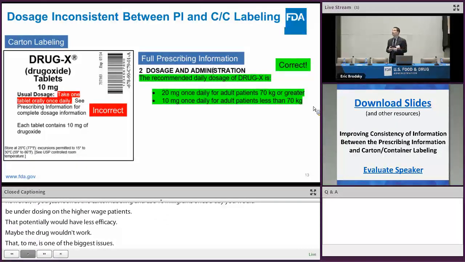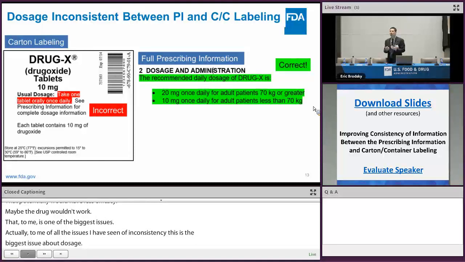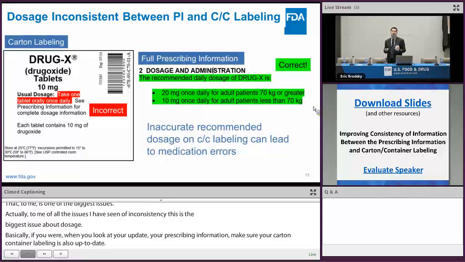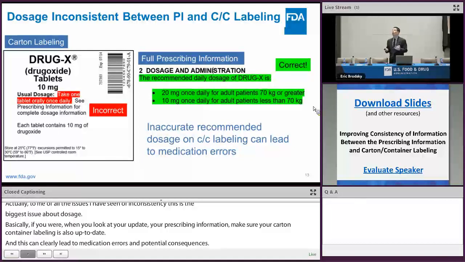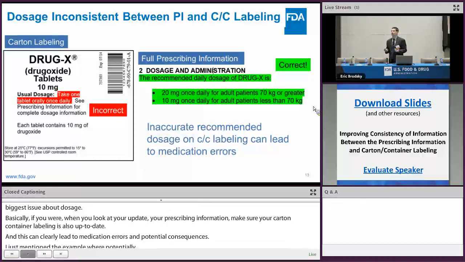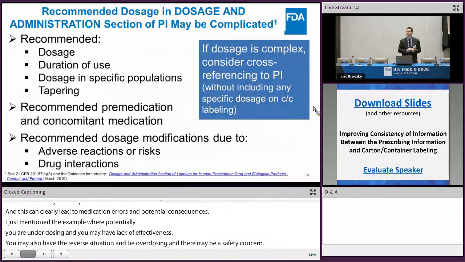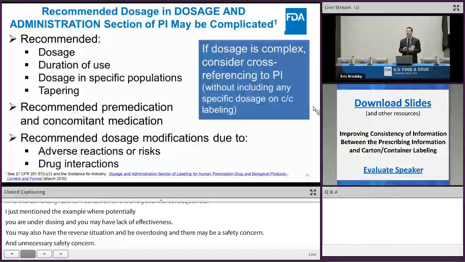Basically, when you update your prescribing information, make sure your carton container labeling is also up to date. And this can clearly lead to medication errors and potentially consequences. I just mentioned an example where potentially you're underdosing, you may have lack of effectiveness. You could also have the reverse situation, you may be overdosing, and there would be an unnecessary safety concern. Okay, so with respect to dosage, as you know, the dosage and administration section can be very complicated.